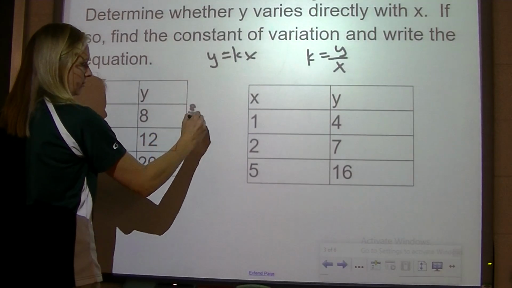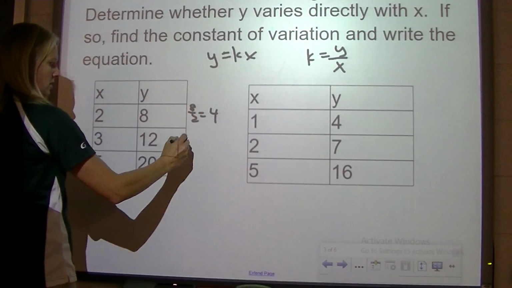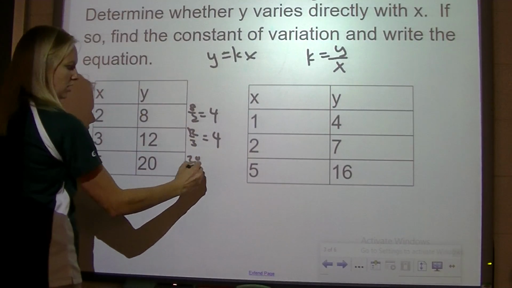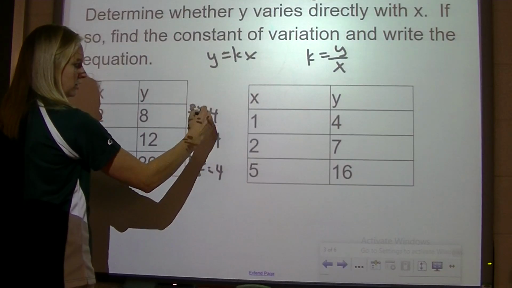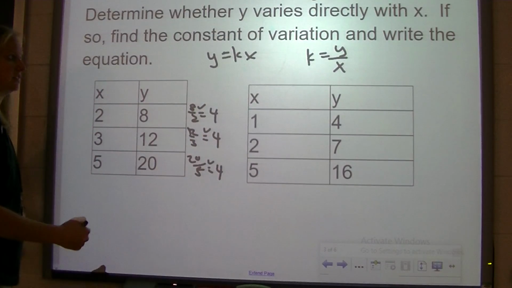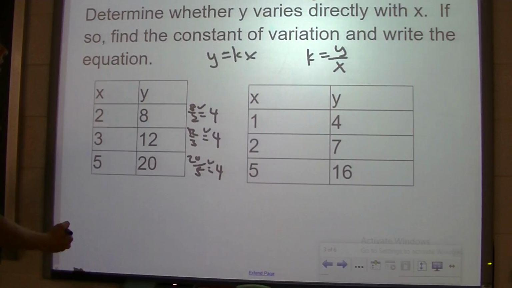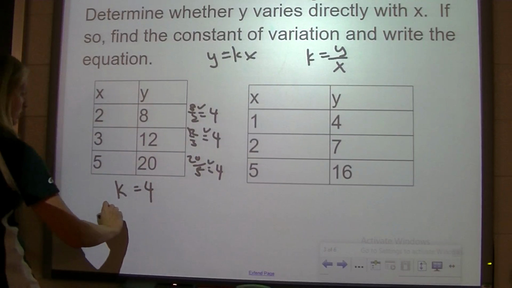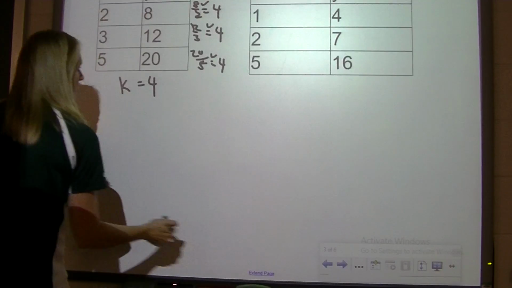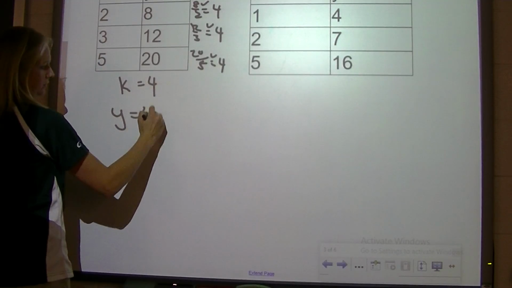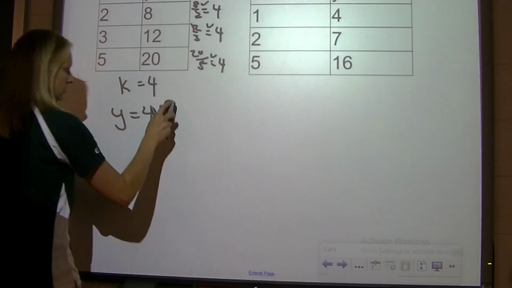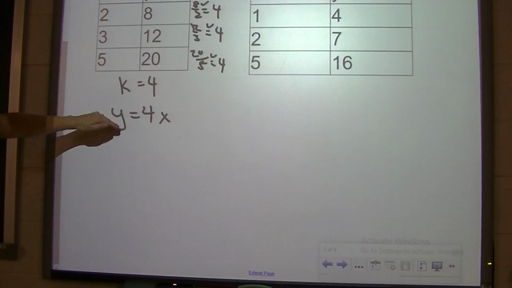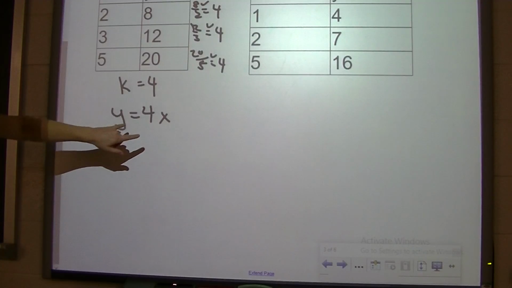So we'll do 8 divided by 2, that's 4. 12 divided by 3, again 4. 20 divided by 5, again 4. So since the constant for all of these is 4, k is 4, and then the equation would be y equals 4x. So that's our constant, and that's our direct variation equation.